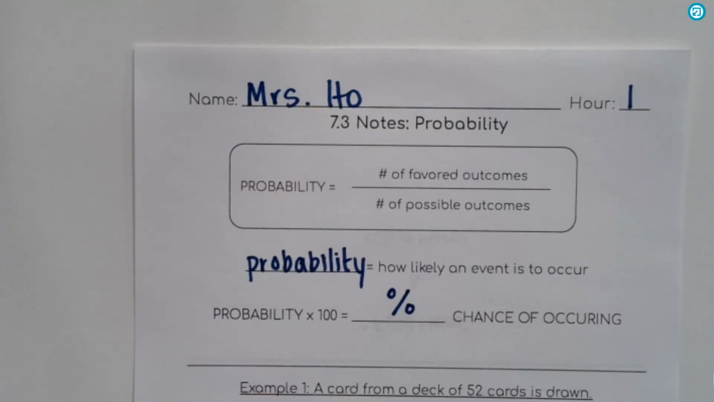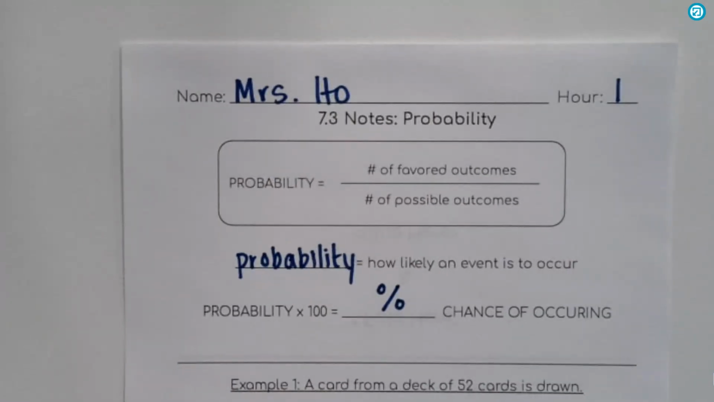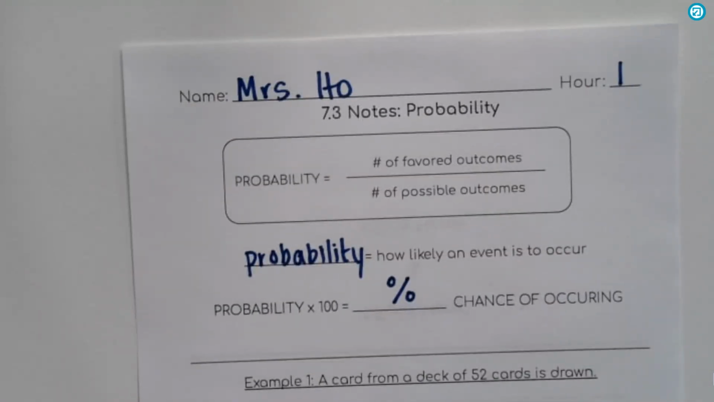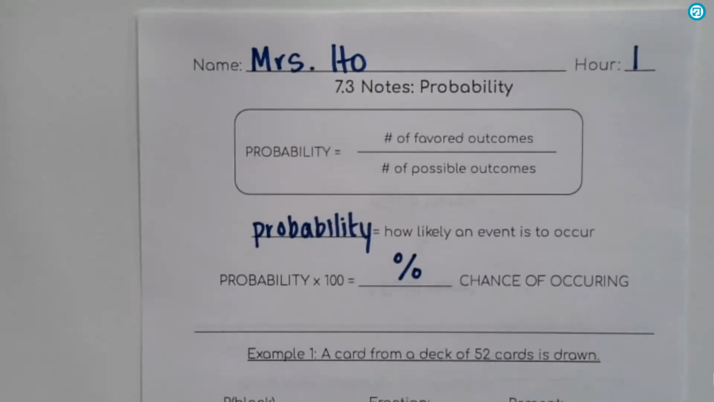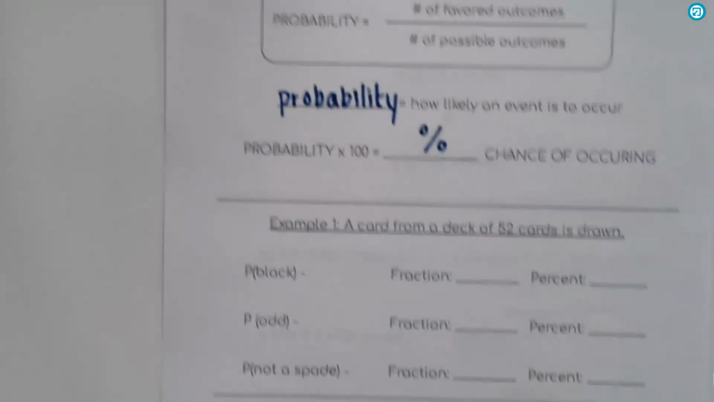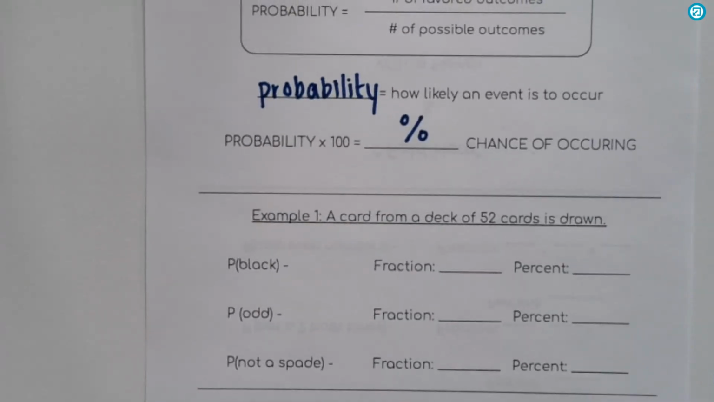All right, so we've got 1, 2, is there one on the back? Yeah, there's compound probability on the back. So we've got 2 examples on the front, and then we're going to look at compound probability on the back. Our first example is a card from a deck of 52, just like standard regular playing cards, is drawn. We want to find the probability of picking a black card.